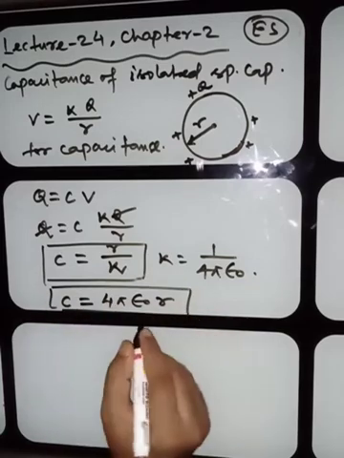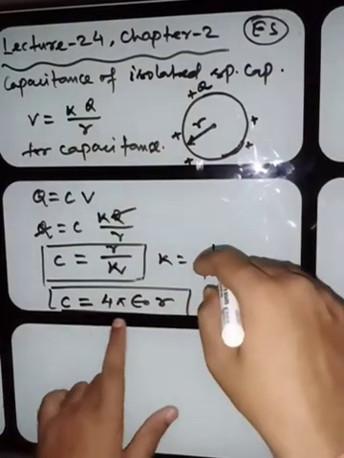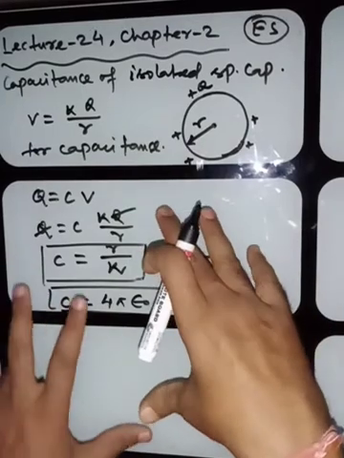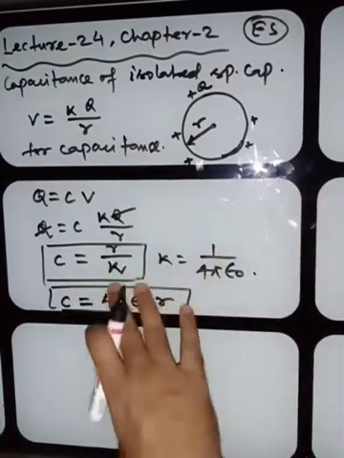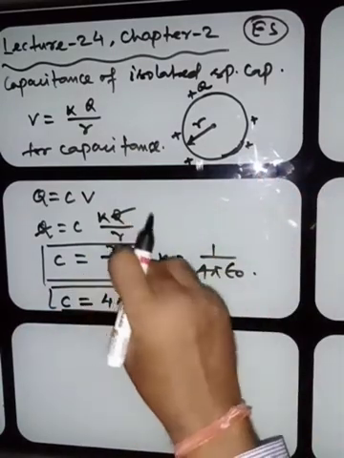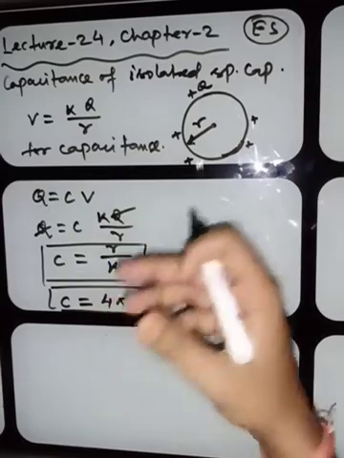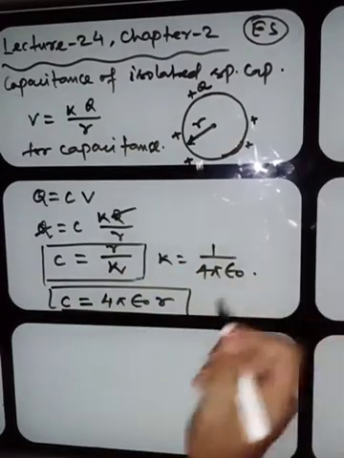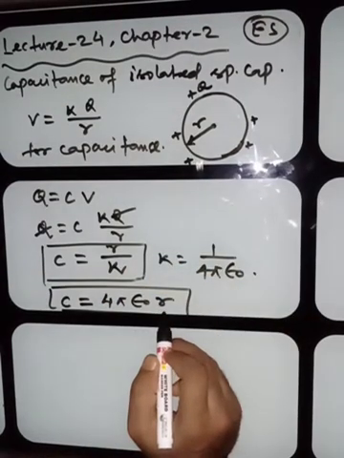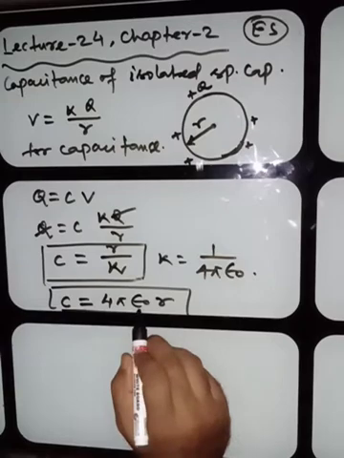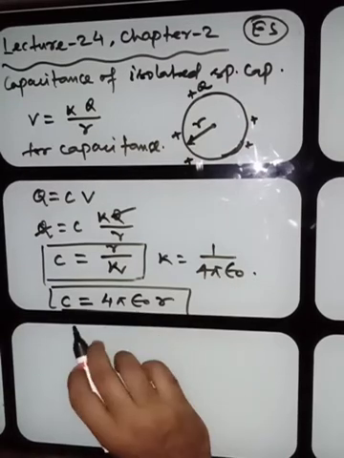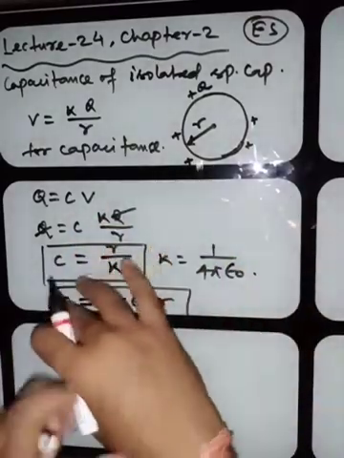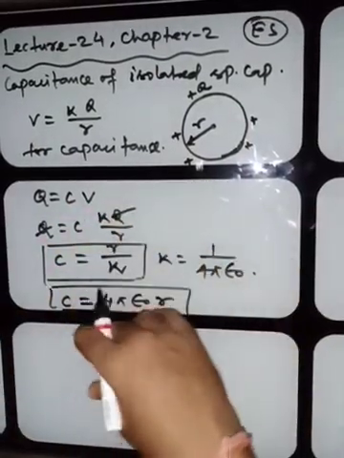You will find the formula like 4 pi epsilon naught r. It is the capacitance of an isolated spherical capacitor. You can write r by k also. This is the very simplified formula. In many questions you have to calculate the capacitance of the earth. As you know, the radius of the earth is 6400 kilometer, and you can convert into meter. Epsilon naught value you already have, so you can find the capacitance, considering the earth as a sphere.